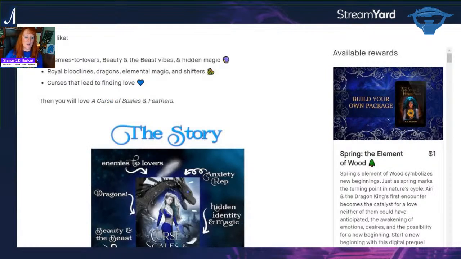All right, here is where, my face is in the way. Here's where I did the 3 lines that if a reader could say yes, then they know that they're the right audience for the book. And so this says, if you like enemies to lovers, Beauty and the Beast vibes and hidden magic, yes. Royal bloodlines, dragons, elemental magic, and shifters, yes. If you like curses that lead to finding love, then you're going to love this story.